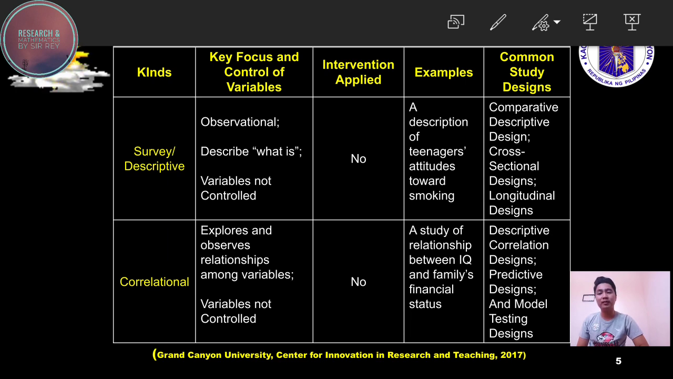So first, these are two kinds, survey or descriptive and correlational. So the key focus for descriptive is that it is only observational. So as I told you earlier, it just answers the 5 W's and H questions because it's just going to describe what is. Is there an intervention needed? No. Walang kailangan doon.